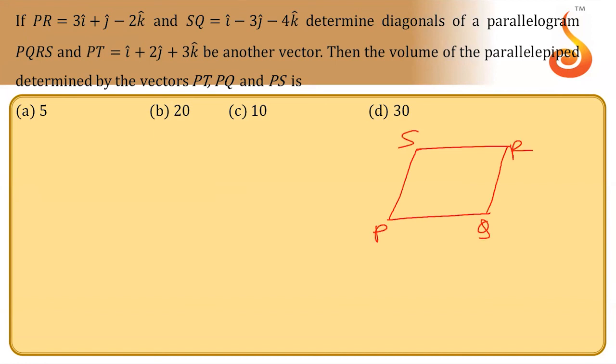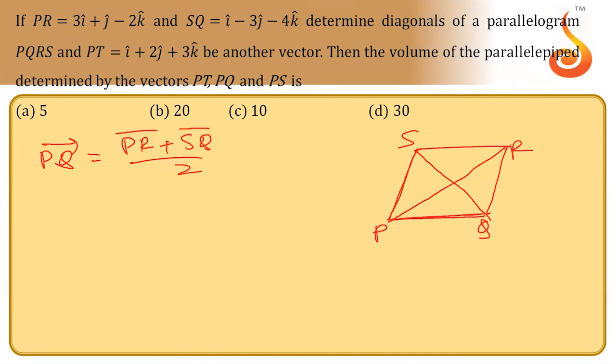PQRS is this one. They are given PR, one diagonal, and then SQ is given. So they are asking PQ and PS, the adjacent sides. We have a property for adjacent sides: PQ equals the sum of diagonals by 2, PR plus SQ by 2. To get this one we are adding both, and for this one we are subtracting both. PS will be PR minus SQ by 2.